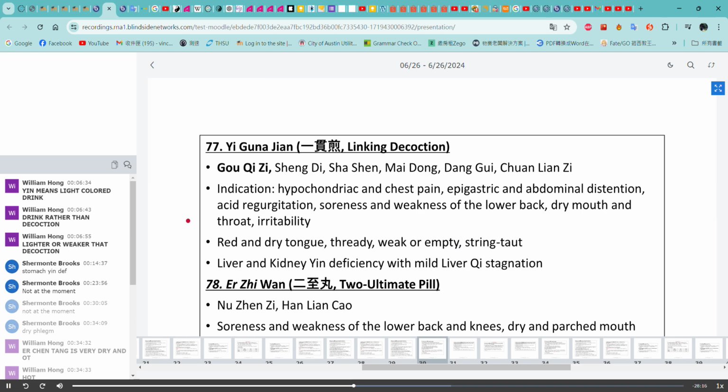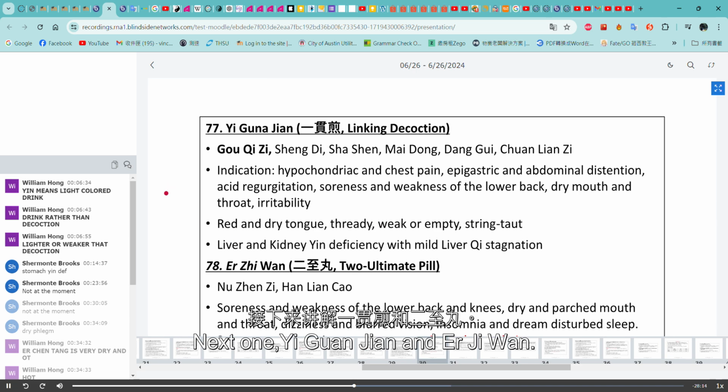And next one, 一贯煎 and 二至丸. Vincent, can you read this page, please?